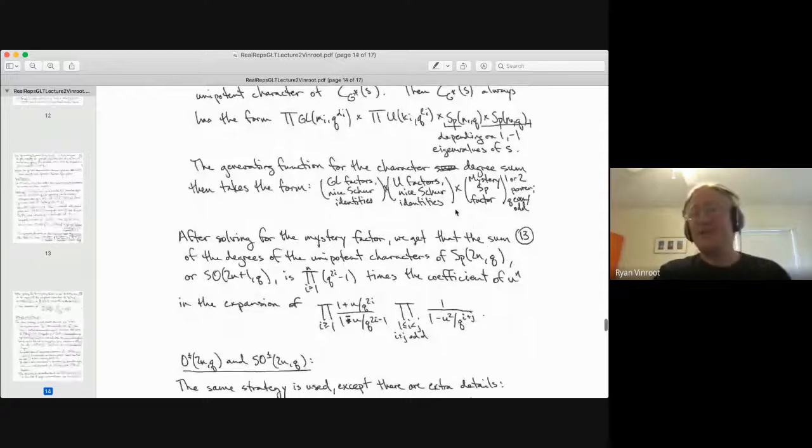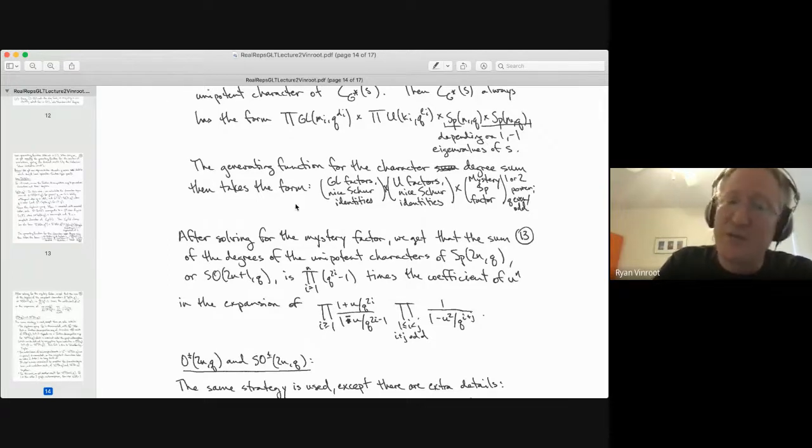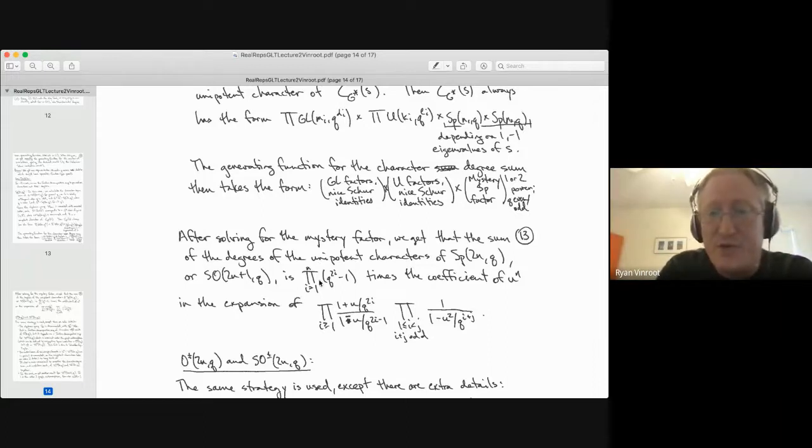And what happens is we go through the process that I said before. We know that this generating function is the number of involutions when Q is odd, and we can solve for the mystery factor and plug it back in, and this is the identity we get. We get that the sum of the degrees of the unipotent characters of either the symplectic group or the special orthogonal group for odd dimension is this factor, some Q factor, times the coefficient in the expansion of this product.